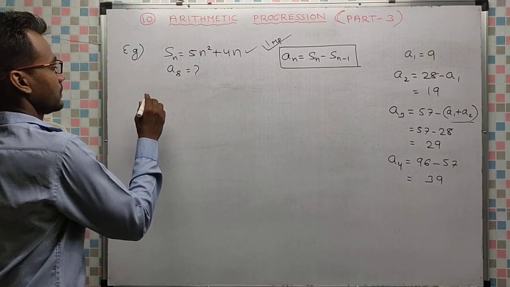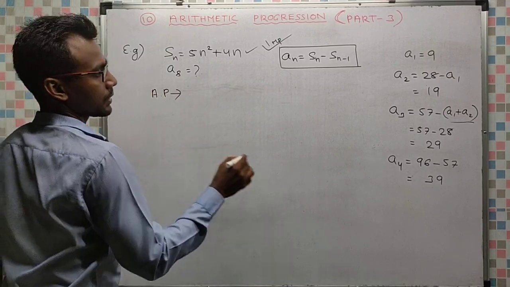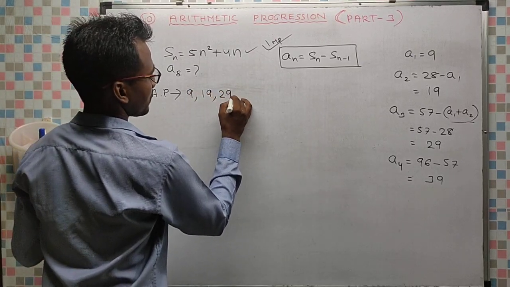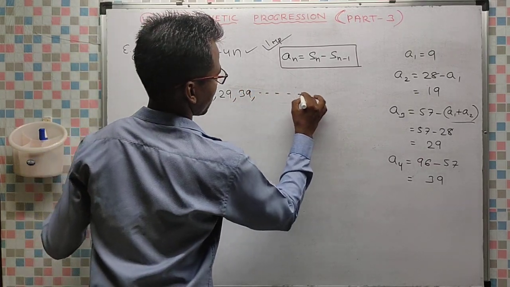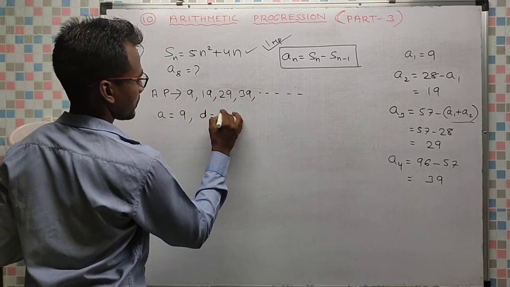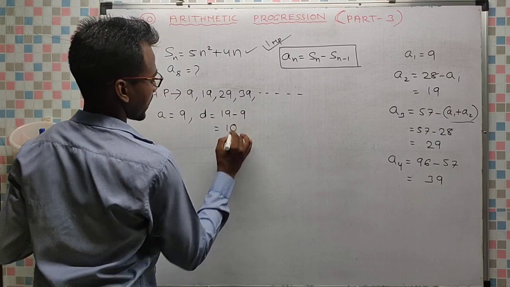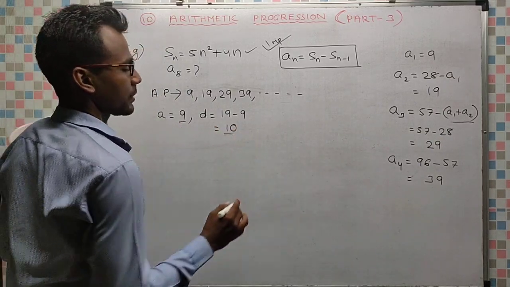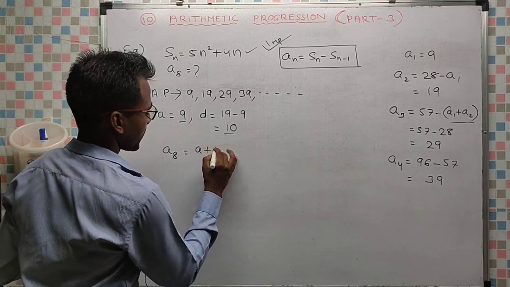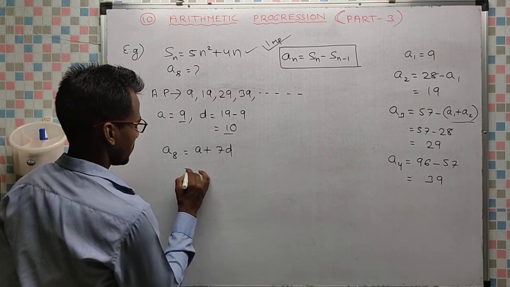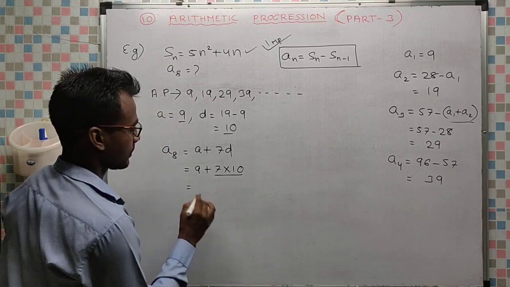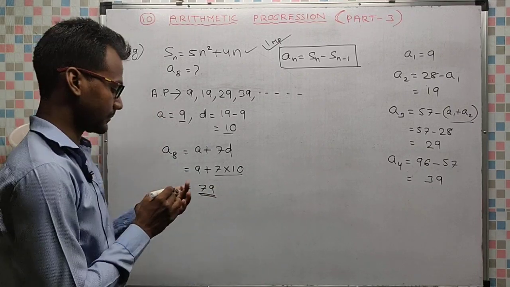Let us write the AP. First term is 9, second term is 19, third term is 29, fourth term is 39. It will continue. So what is our A? 9. What is D? 19 minus 9, which is 10. We have A, we have D, we can find anything. We were asked to find A8. It should be A plus 7D by formula A plus n minus 1 D. So A is 9 plus 7 into 10. So this is 70 plus 9 is 79.